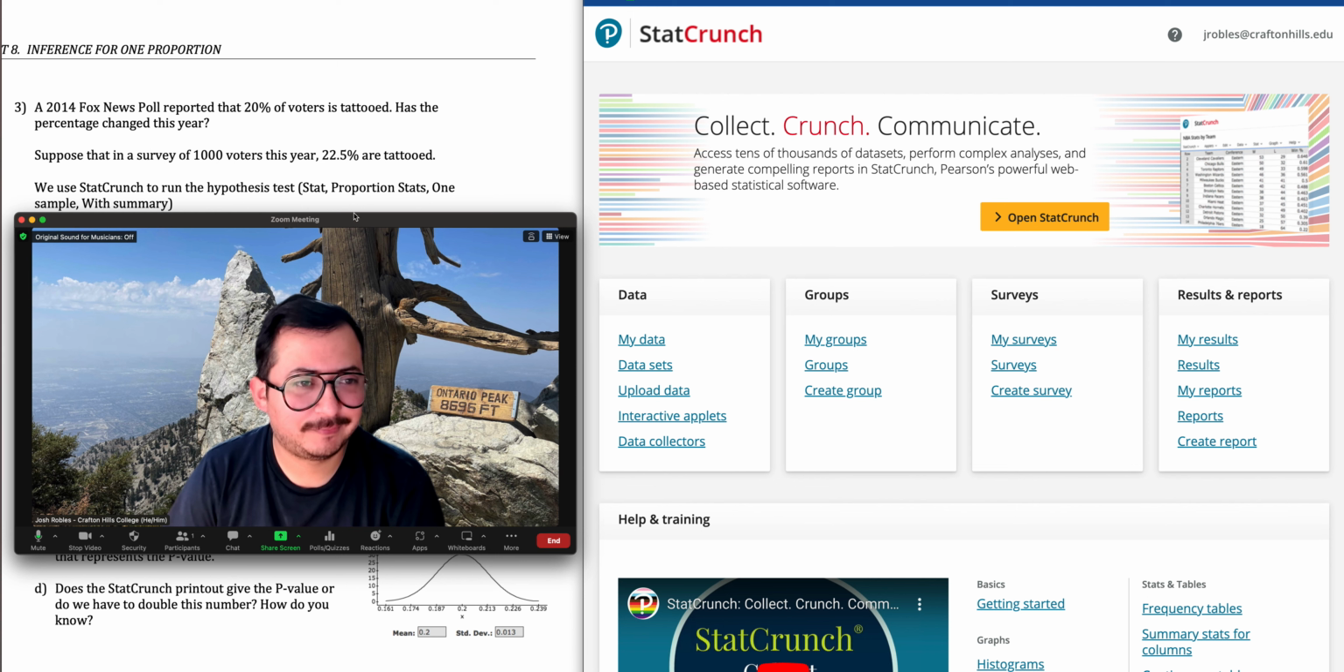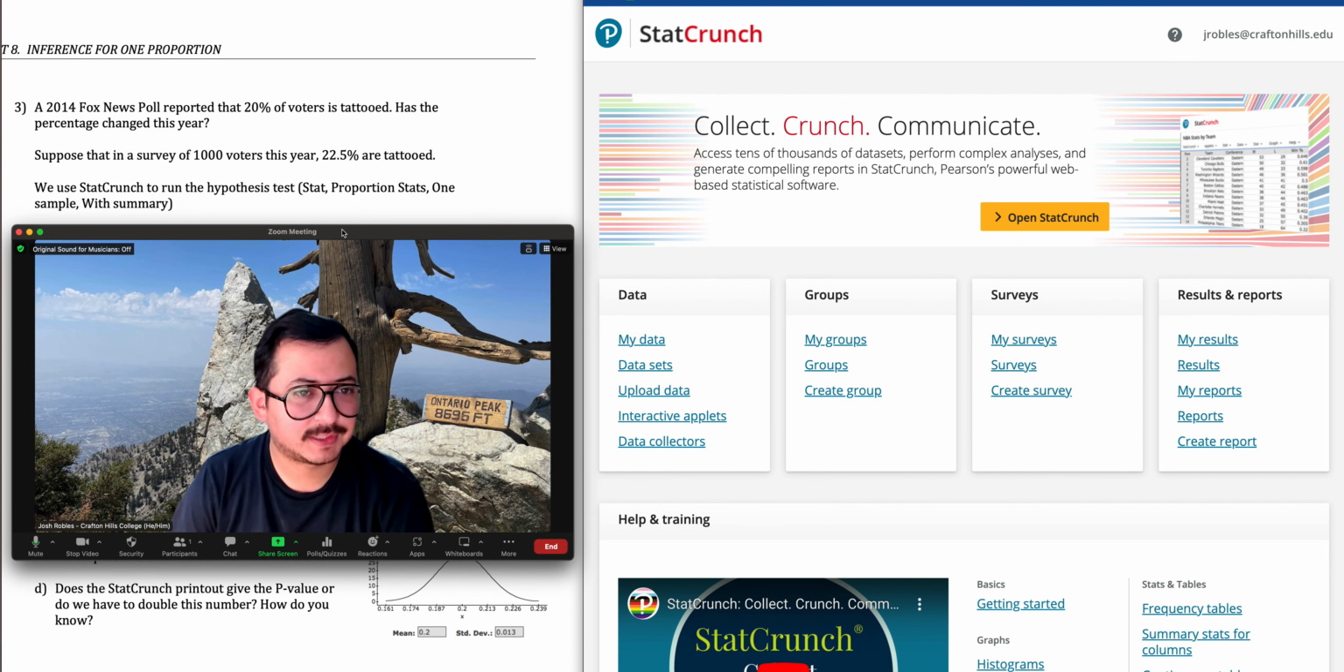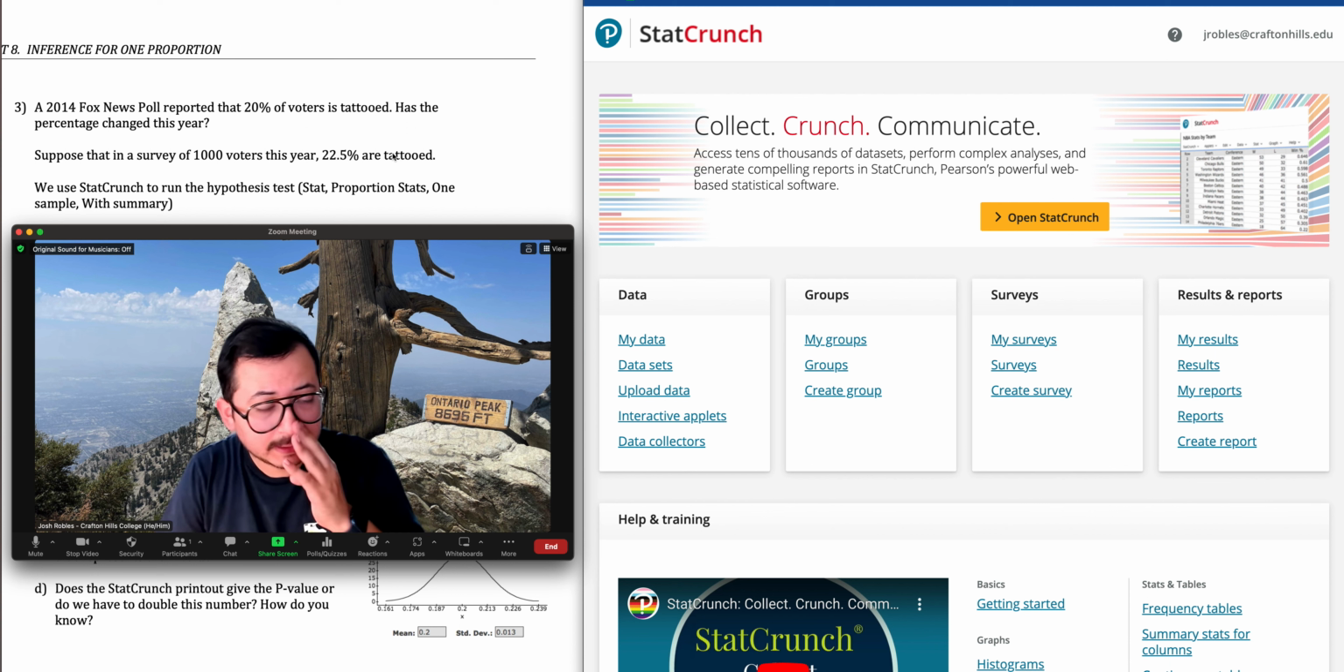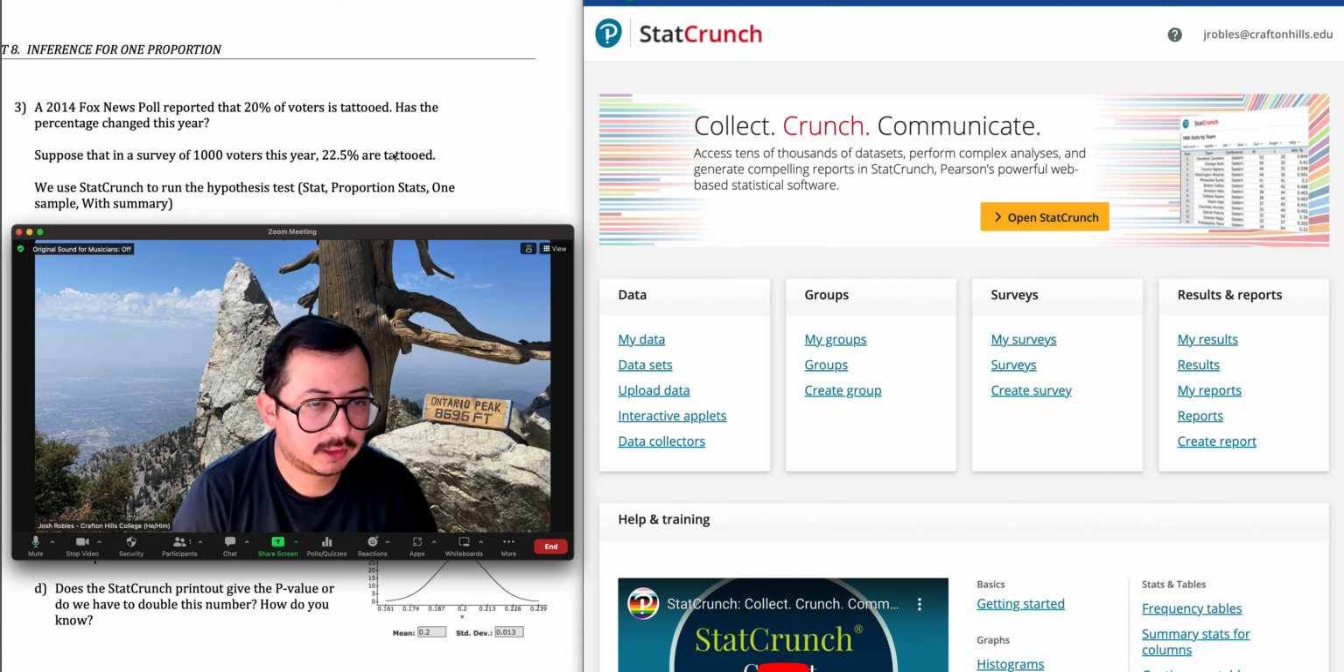Alright, so a Fox News poll reports that 20% of voters are tattooed. Has the percent changed this year? It was a 2014 Fox News poll, so it's quite a while ago now. So a survey of 1,000 voters, 22.5% are tattooed. And so we're going to run a hypothesis test. Run is the common verb we use to describe it. To run the test to decide if that has changed.